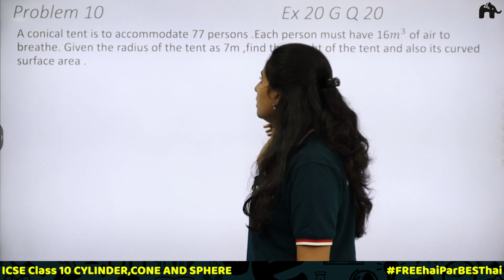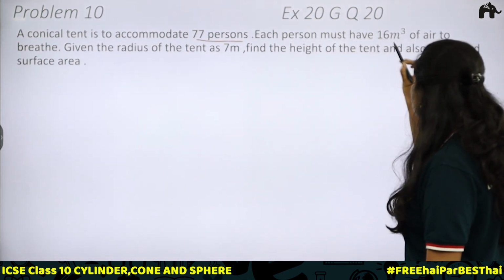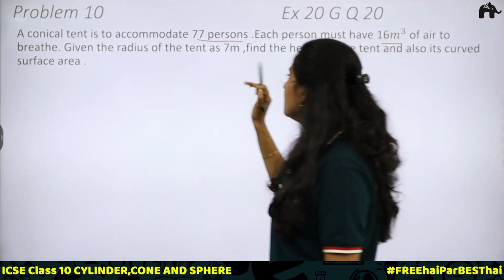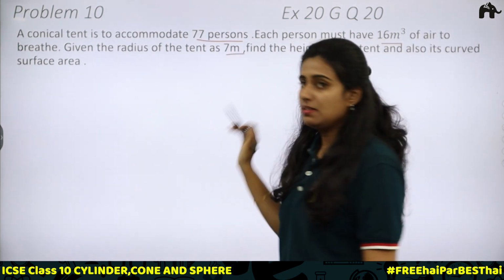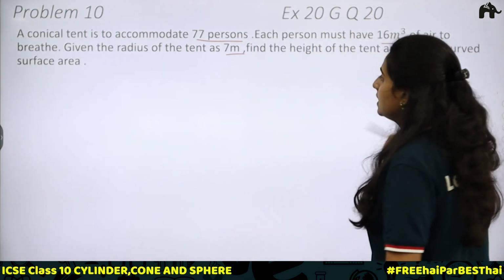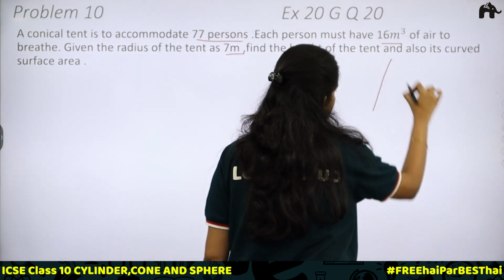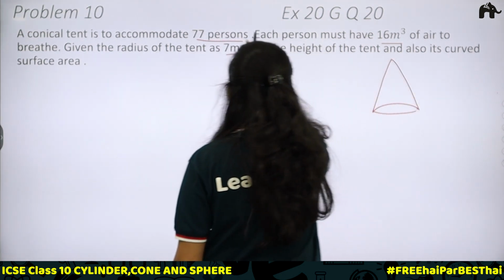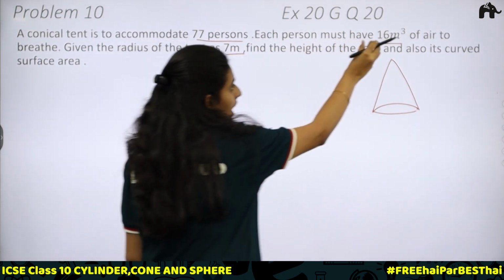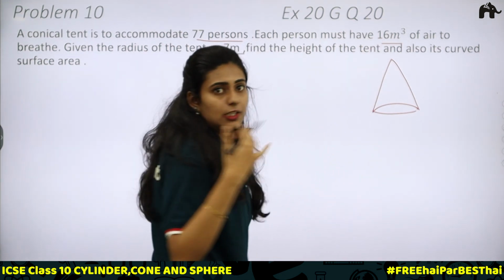A conical tent is to accommodate 77 persons. Each person must have 16 meter cube of air to breathe. Given the radius of the tent as 7 meter, find the height of the tent and also its curved surface area. Here you have a conical tent in which 77 persons are accommodated. Given each person should have 16 meter cube of volume of air to breathe.